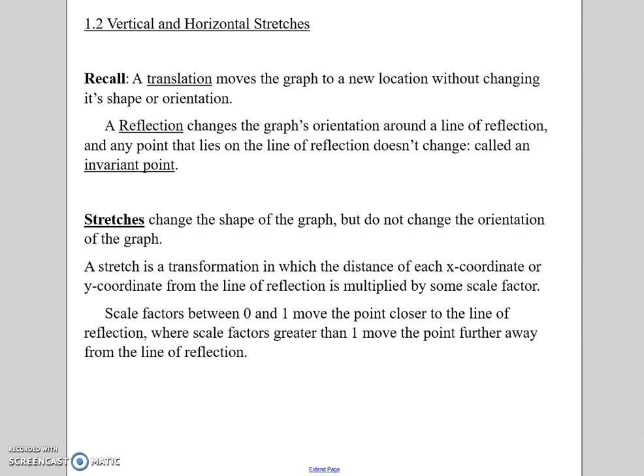Right, so with 1.2 vertical and horizontal stretches, remember from yesterday that we talked about a translation, and a translation was your H and your K, which moves the graph left and right, or moves the graph up and down. Then we talked about a reflection, and a reflection flips the graph, again, either left and right, or up and down. Remember that if a point is on the line of reflection, then when you flip it, it doesn't actually move. So we call that an invariant point, if it hasn't moved.